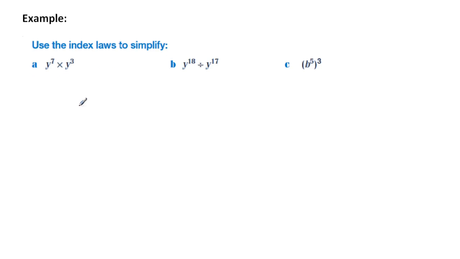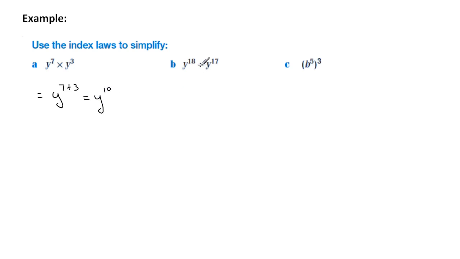Let's take a few examples and use our laws to actually simplify these problems. So in this case, we say use the index laws to simplify. So our index laws say, well, they're the same bases, so we add our powers or indexes, 7 plus 3. So our answer here is y to the 10.